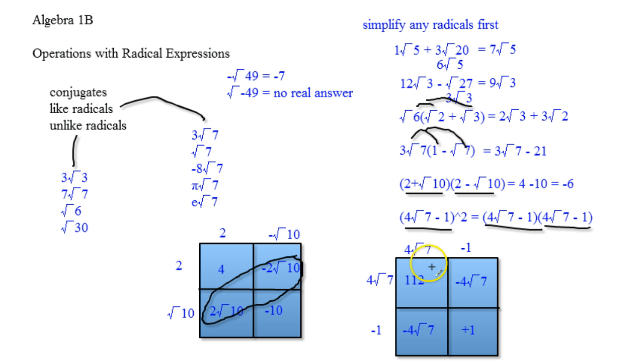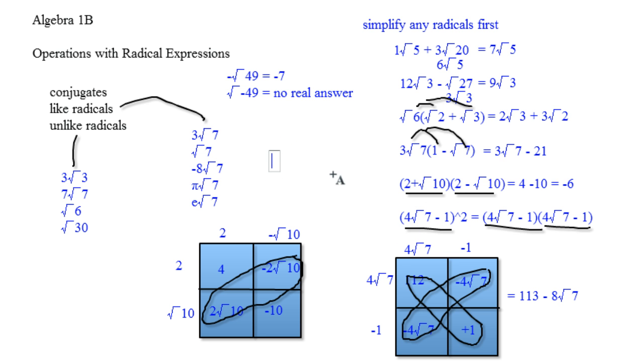Now the cool thing about doing the box method with multiplying binomials of radicals is that usually you can add diagonals. So I'm going to go ahead and do that, and that's going to be 113 minus 8 root 7. And that's what that actually turns into. Just remember, don't just square the first and the last.